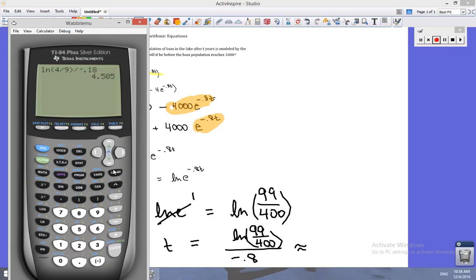All right. So the natural log of 99 divided by 400, divided by negative 0.8, is about 1.7. So in a little less than 2 years. I'm probably not going to tell somebody quite 2 years. That's not like a 1.99 or something, so it's in a little less than 2 years.